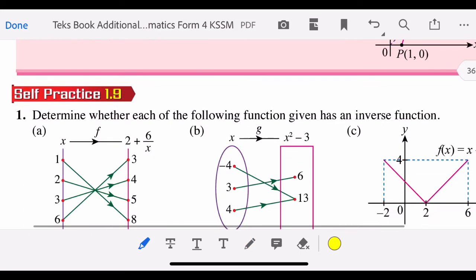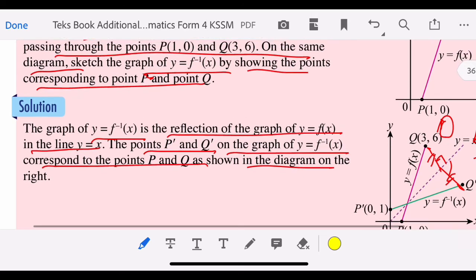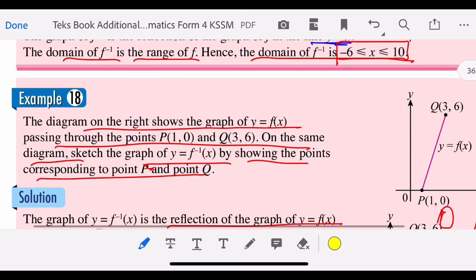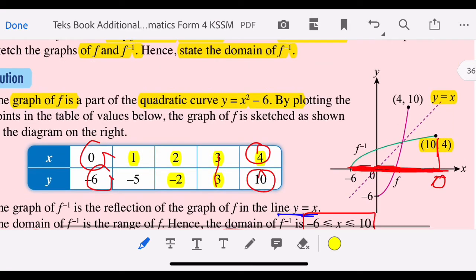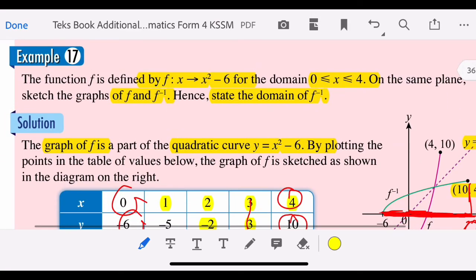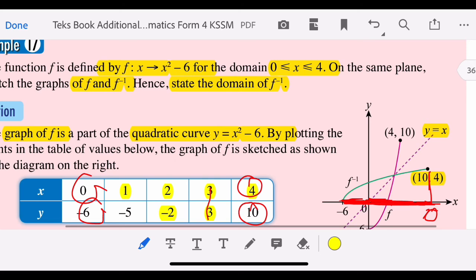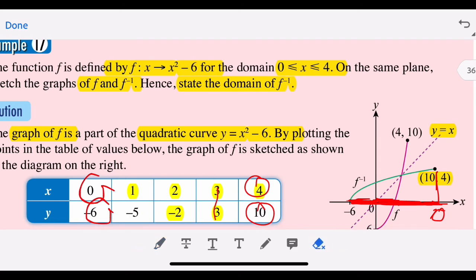So basically these are the concepts of the graph of the inverse function. About the domain, I think some of you do not understand so well, so I'm going to explain this one again.